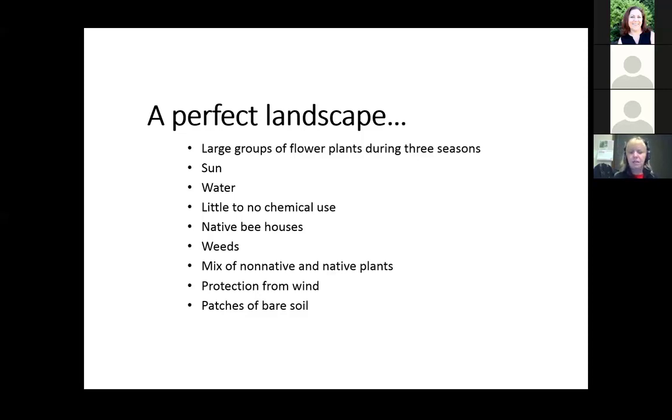Protection from wind, it's not always the case in Nebraska, and it's certainly not always doable, but if you can, that would be ideal. And again, patches of bare soil, and that would be for the ground nesting bees that we'll talk about towards the end.